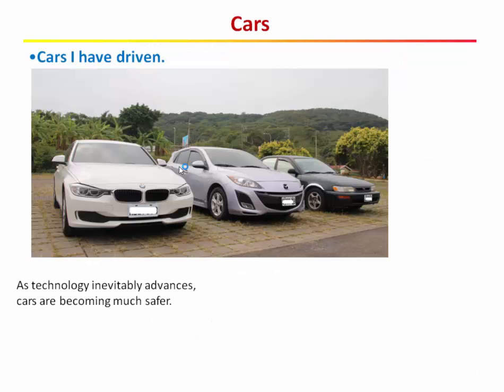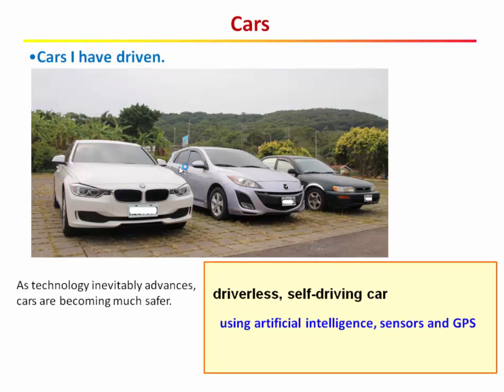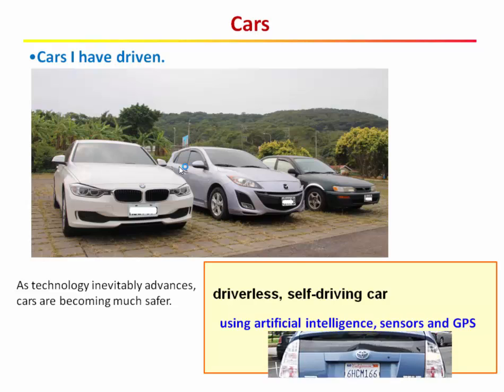And this is the car I have driven. And as you know, the next car will be much safer, because they call it the driverless self-driving car, using intelligence algorithms and some sensors, also the GPS. So the future car will be like this.